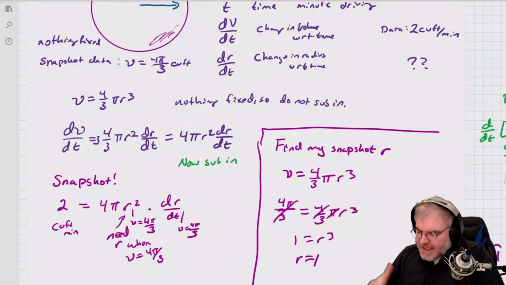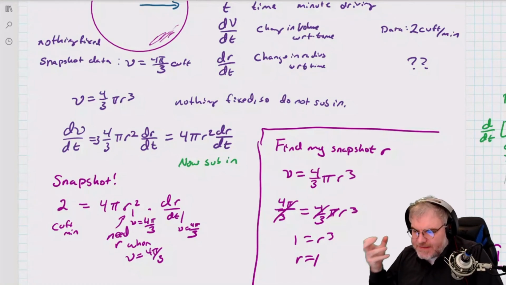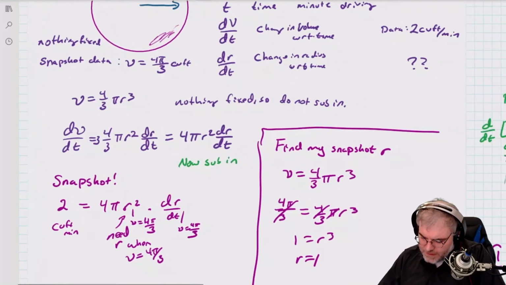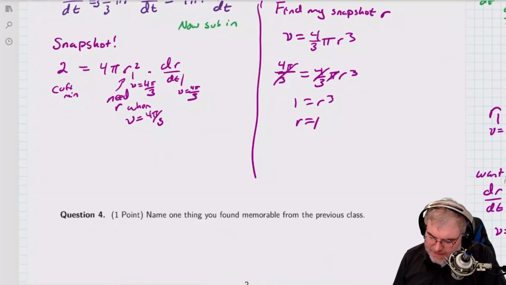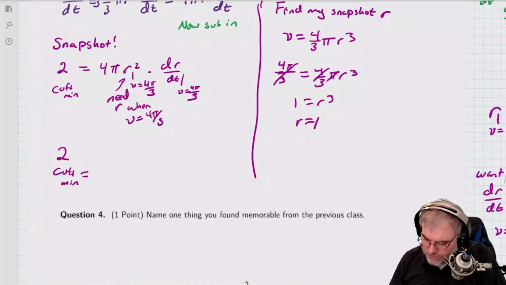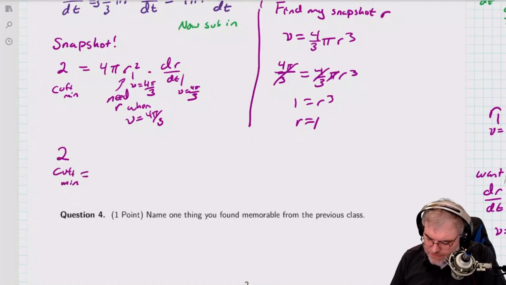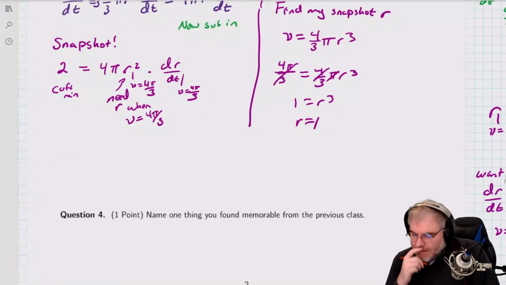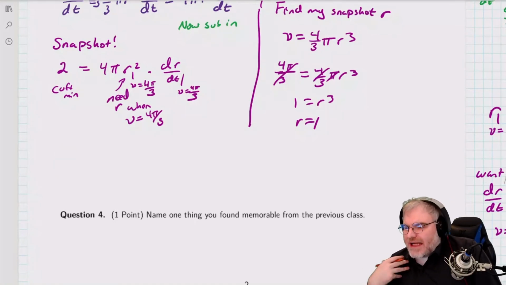So the idea here is that I need another piece of snapshot data. I need my V. So now what I'm going to get is 2 cubic feet per minute equals, let's do this in purple because this is actually the end of it. Yeah, so you solve for R in the snapshot.